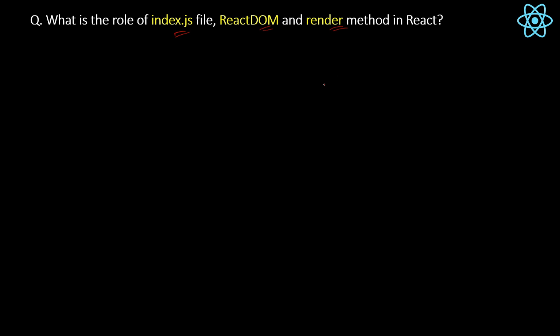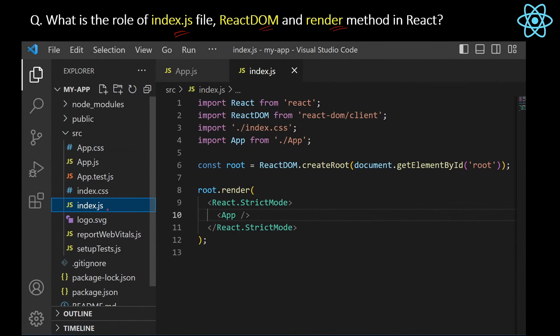So basically here is the question. Here is this file index.js, which is responsible for passing the component from the app.js to the index.html file. So it is like an integration file. Okay, so here you can see the default code of the index.js file. I have removed some unnecessary comments and code only, so that it can be simple.